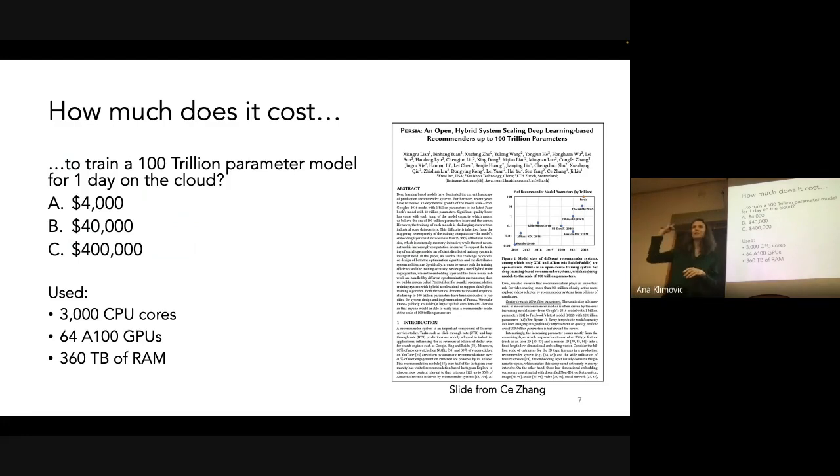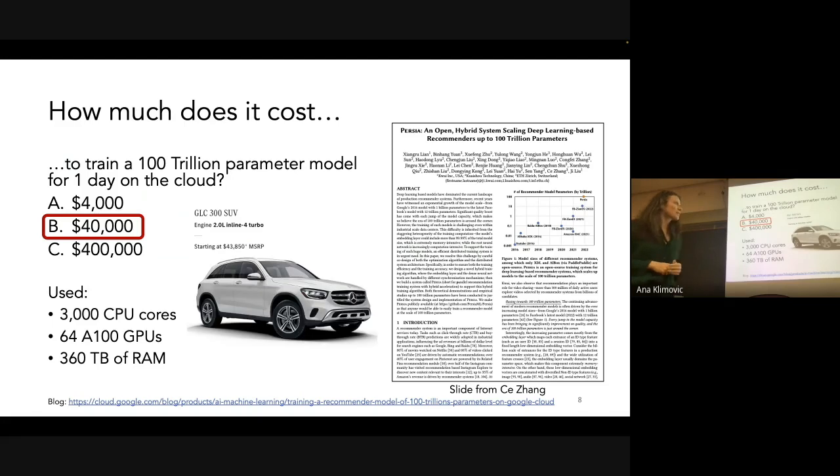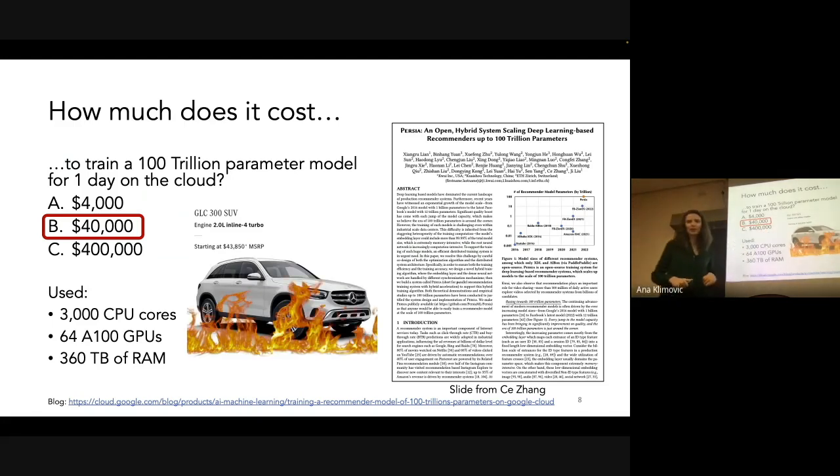So who thinks this was 4,000? 40,000? Okay. 400,000. Yeah, you're getting the point that it's expensive. In this case, it was still an academic project. It was 40,000. But still, this is being able to burn the equivalent of what can buy you this sort of car within a day on the cloud.